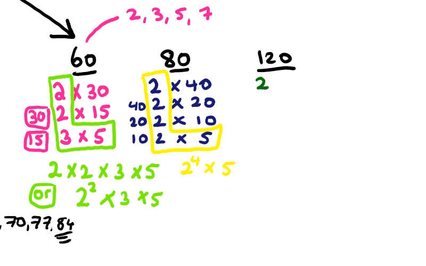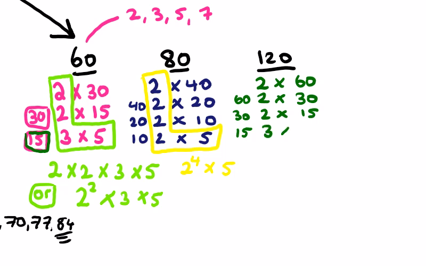It's even again. 2 by 60. 60 is even, which is 2 by 30. 30 is even, which is 2 by 15. And 15 is, we've had this already at this point here, which is 3 by 5. And then draw your L.